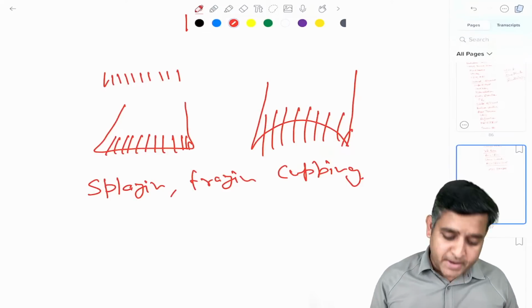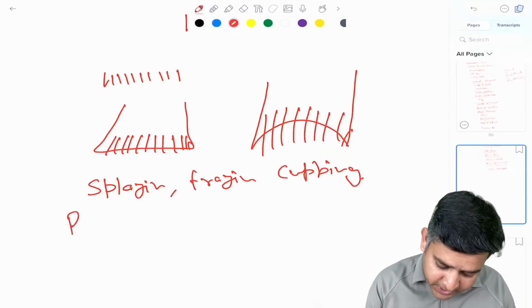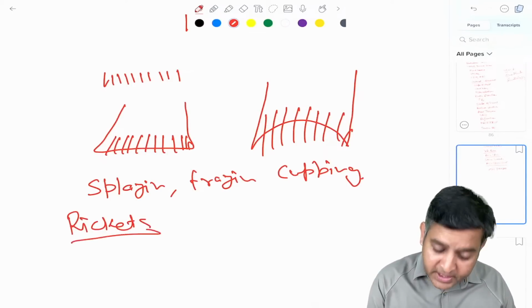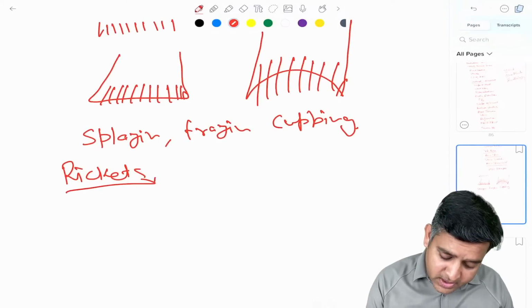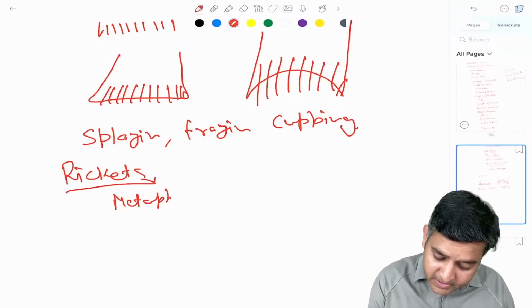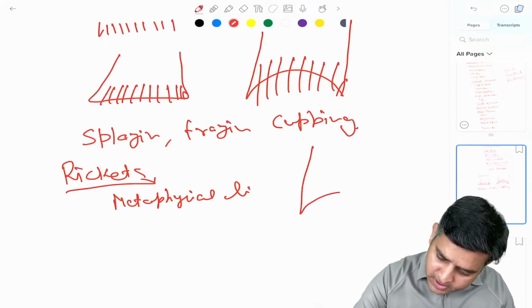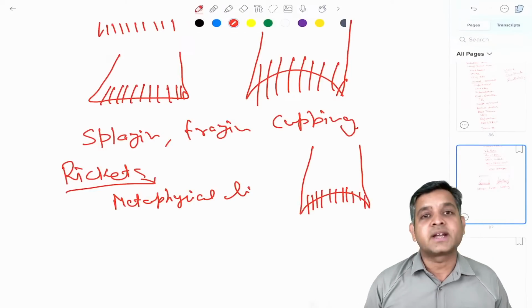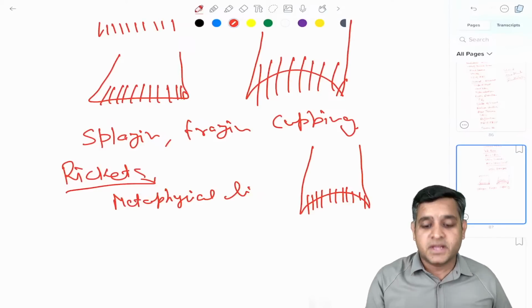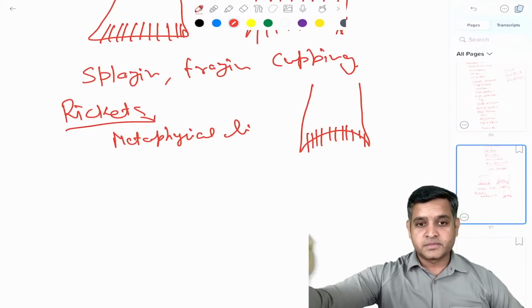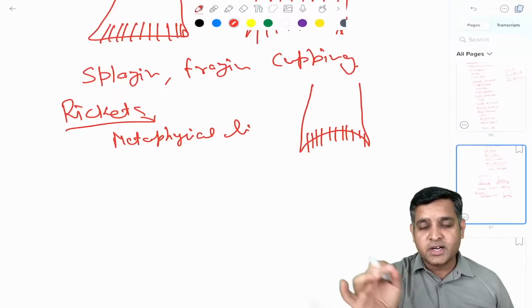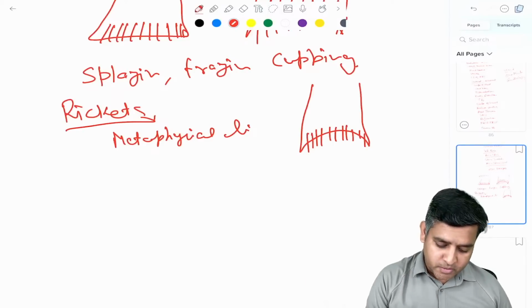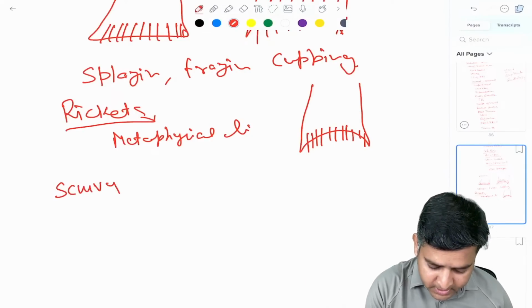Splaying, fraying and cupping, these will be the features of rickets. If it's healed rickets, then you will see a metaphyseal line. Just remember, if the metaphysis is like this with irregularity, it is rickets. And mineralization was given as normal there, which was also an important point. Categorically it was written that the mineralization is normal. It was stupid of me that I did not pick it up.